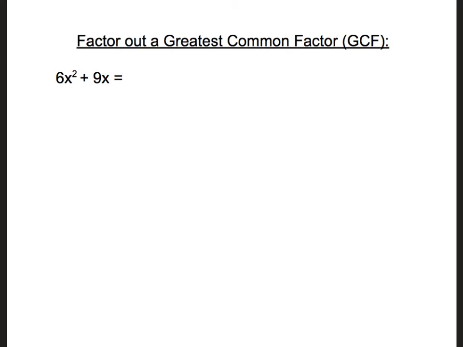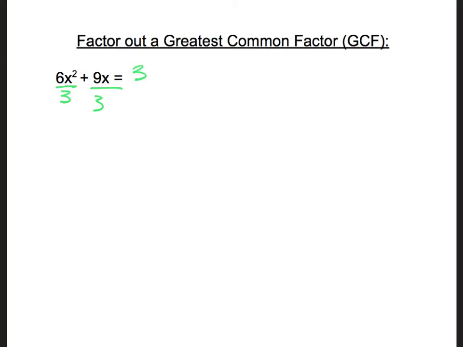So when I do this, I always look at my numbers out front first. I have 6 and 9, and I say, what can I divide both 6 and 9 by evenly? Well, I know I can divide 6 by 3. I know I can divide 9 by 3. So that means 3 is going to be part of my GCF.